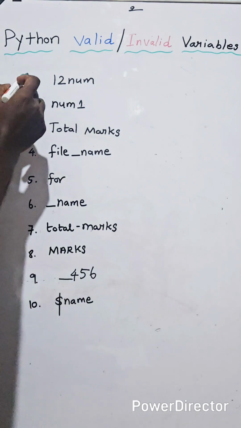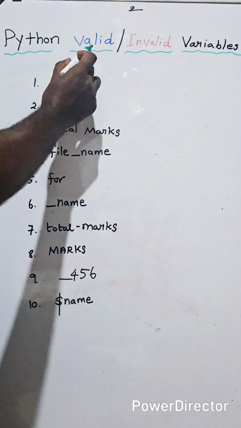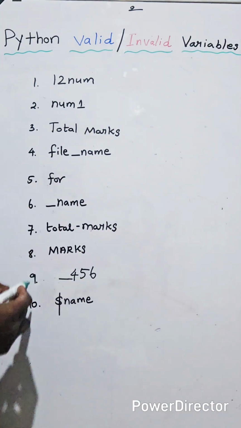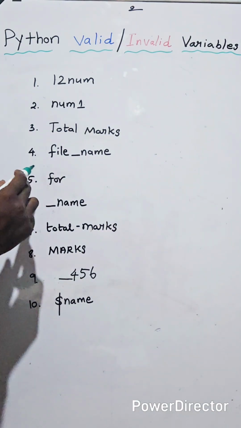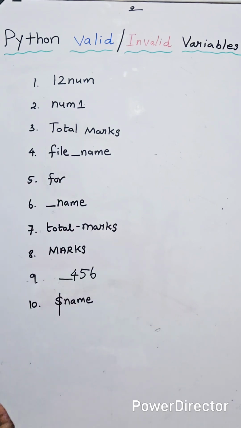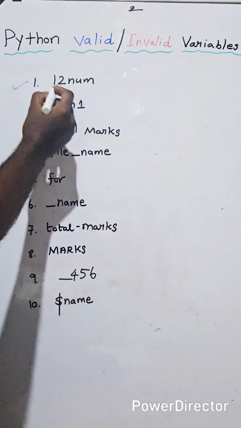Hi friends, in this video we are going to discuss Python valid and invalid variables. I listed 10 variables. Few of the variables are valid and few of them invalid. Identify one by one. I'm starting with the first one, 12num.